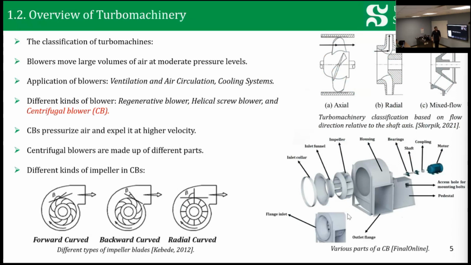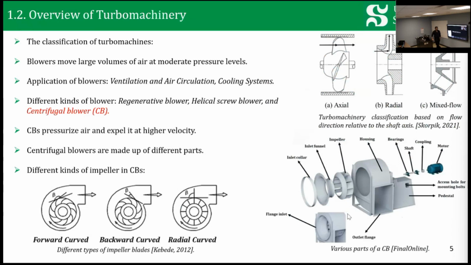Blowers, one of the most common turbomachines, enhance both velocity and pressure, but the pressure rise is moderate, less than that of compressors, and they are generally designed to move a large volume of air at a moderate pressure level. They have different kinds of applications, such as ventilation and air circulation. Also, there are different types of blowers, such as regenerative, helical screw, and centrifugal ones. That is the chosen test case for this study.